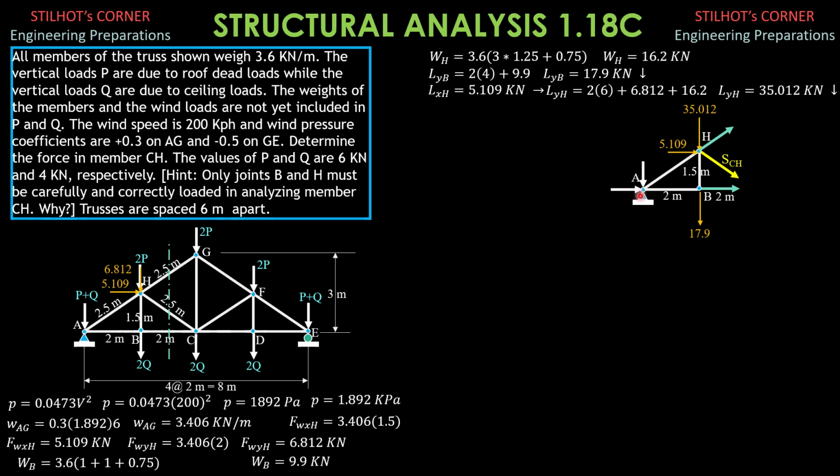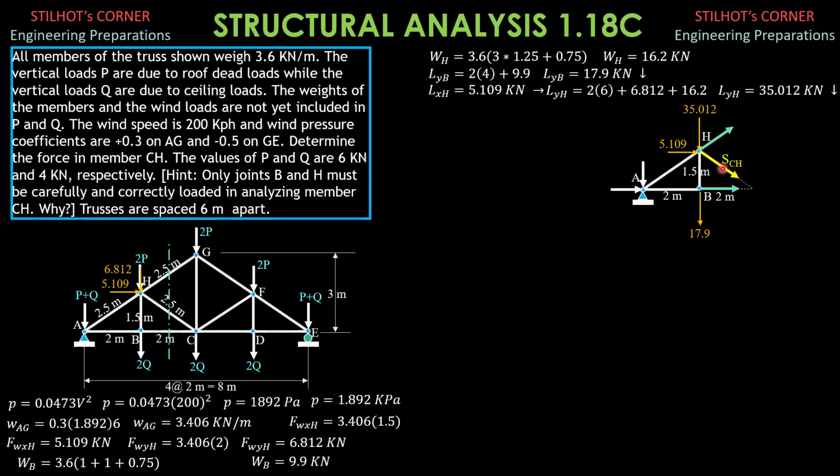Obviously, their lines of action meet at A, and I apply principle of transmissibility of a force here, because if you sum up moments about A, there are 2 components of SCH that have moment about A. So that only one component of SCH will have moment about A, I move it here on its line of action. There are 2 components, horizontal and vertical, but the vertical component of SCH is important, and that vertical component is SCH times 1.5 over 2.5.